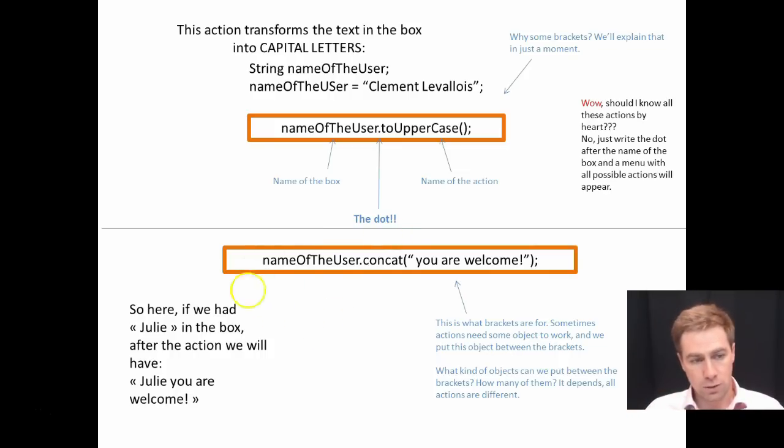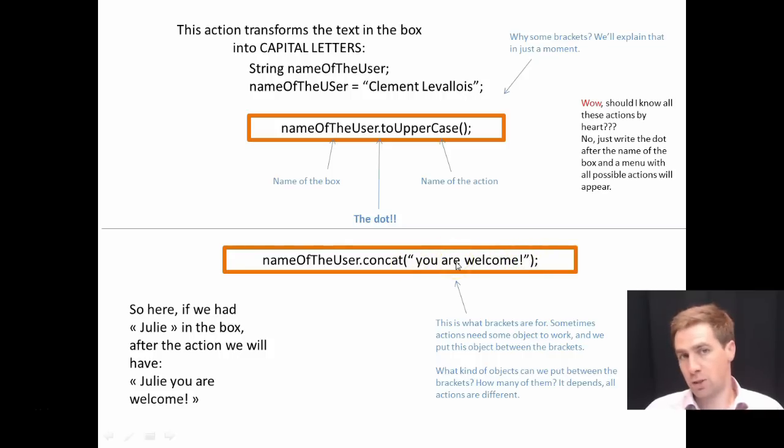So this action here needs a piece of text, and a piece of text, it's always in double quotes. It needs a piece of text to work. And when it needs something, the action, this something, you put it between the brackets. So that's where I put it.